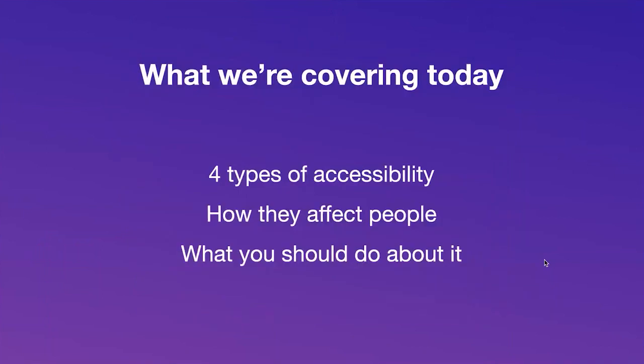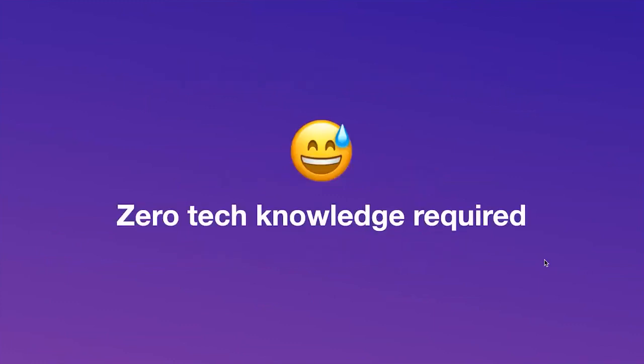So what are we covering today? Well, we're going to take a broad look at accessibility as a whole, but we're going to focus on the areas that concern content editors. And there are 4 types of accessibility I specifically want to focus on. For each one of those, we're going to look at how they affect people and what you specifically can do about it. It's going to be a very practical session, and there is absolutely zero technical knowledge required whatsoever.